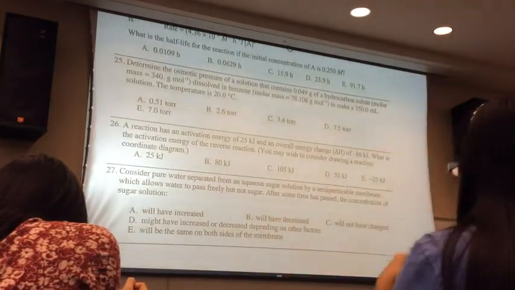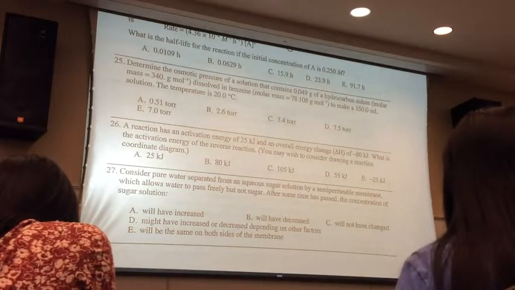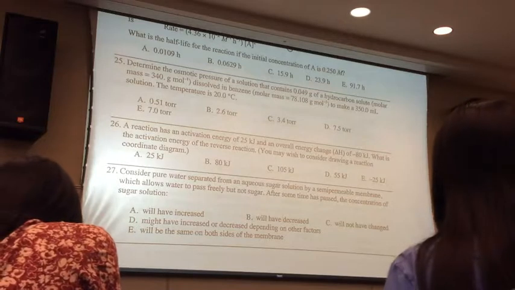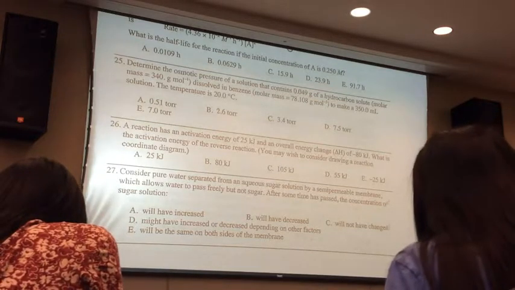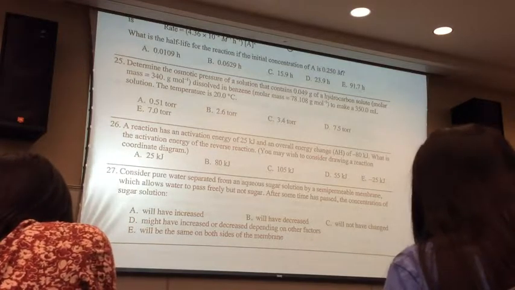All right, so we want the osmotic pressure of a solution that contains 0.049 grams of a hydrocarbon solute dissolved in benzene, to make 350 mL of solution.